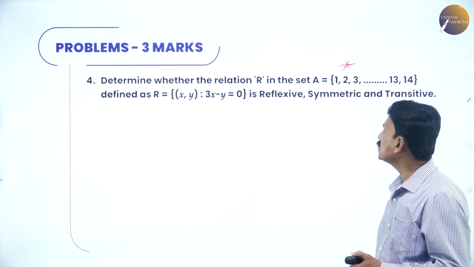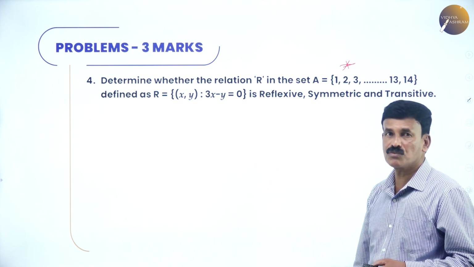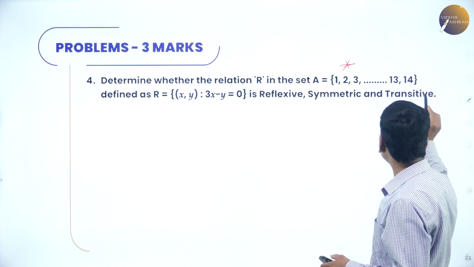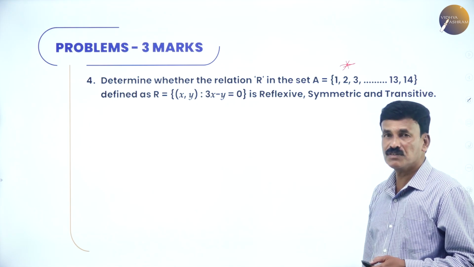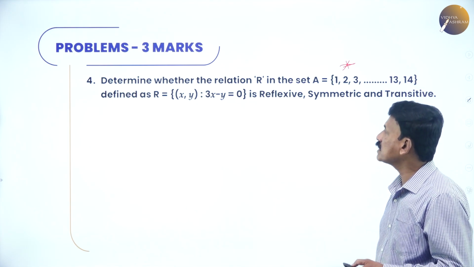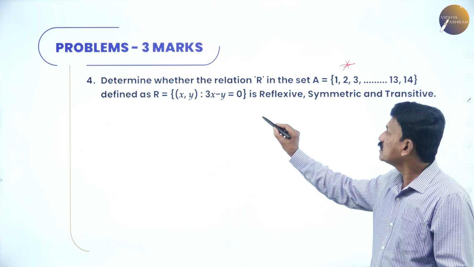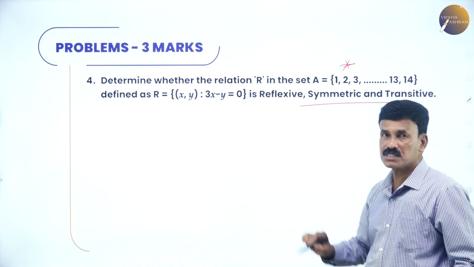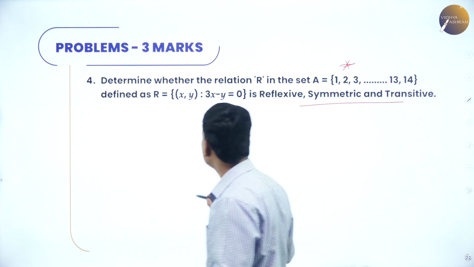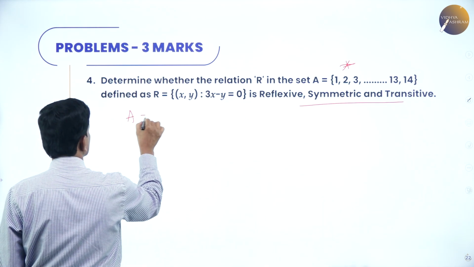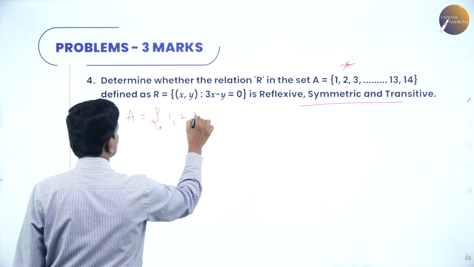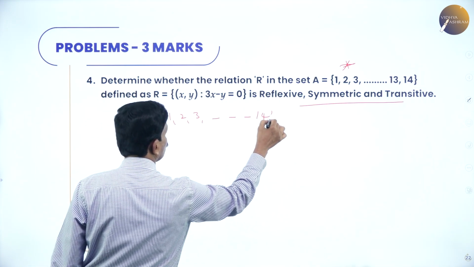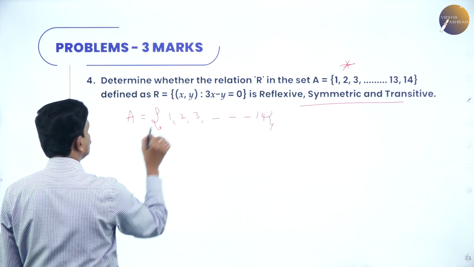Determine whether the relation R on the set A equal to {1, 2, 3, up to 14}, defined by R equal to {(x, y) such that 3x minus y is equal to 0}, is reflexive, symmetric and transitive. This is a very important problem indeed. What is given here? The set A contains 1, 2, 3, up to 14.